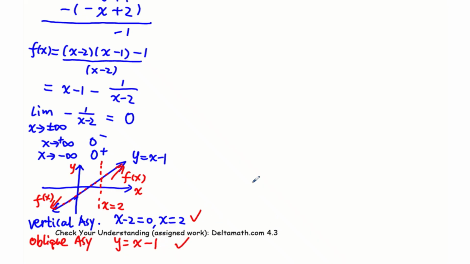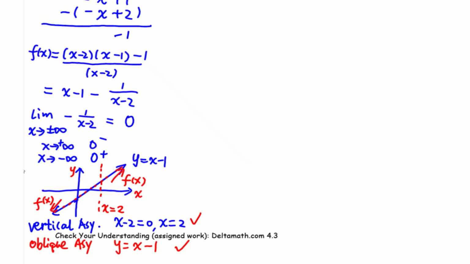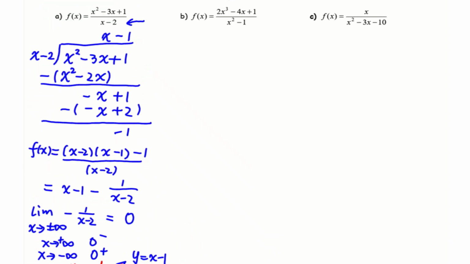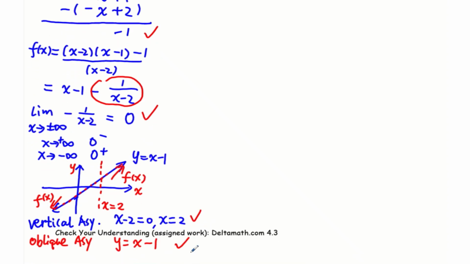The marks will be given for these two asymptotes being correct, and the middle part will be the long division done correctly. You do the long division correctly, then you show the limit of the remainder is 0, then it's done. So 1, 2, 3, 4, 5 marks for this question. Then we are going to the next one.